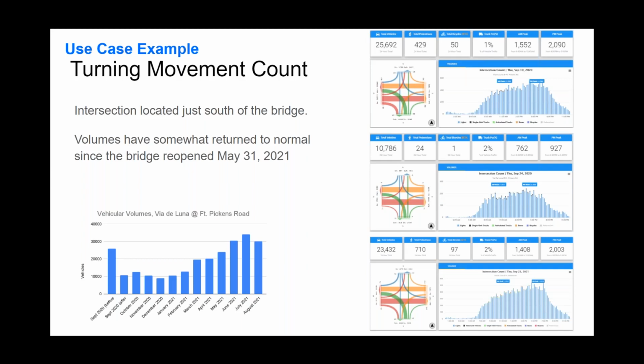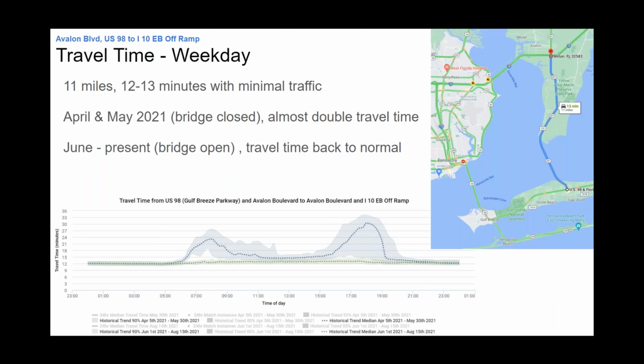When you actually look at the travel time impacts, if you just look it up on Google Maps, the expected travel time was around 13 minutes across the commuter route. Between April and May, when the bridge was closed, the travel times almost doubled along this corridor, along this commuter route or the detour route. And then when it came back to normal, we started to see the 12 to 13 minutes, which was the normal time.